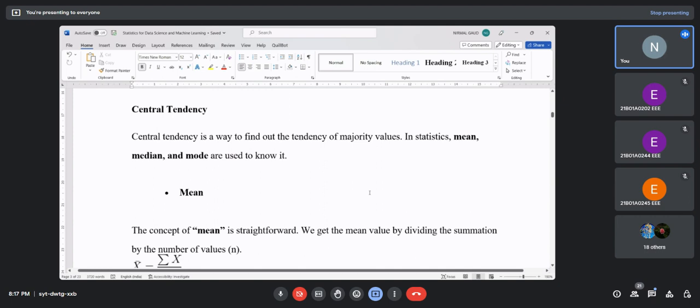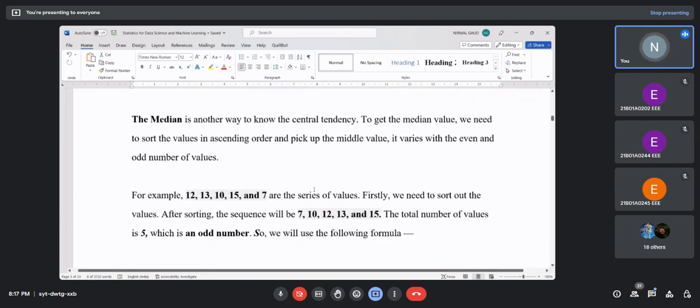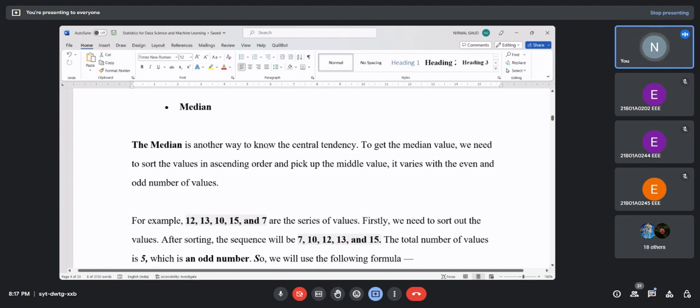Central tendency, that is, measures of central tendency. In statistics, mean, median, mode are known as central tendency. The mean is, you take the sum of all the values and divide it by the number of those values; that is called the mean. It's a straightforward formula. And median is the middle value. How to calculate it? We need to sort the values in ascending order and pick the middle value, that is called the median. So you sort all the values first.